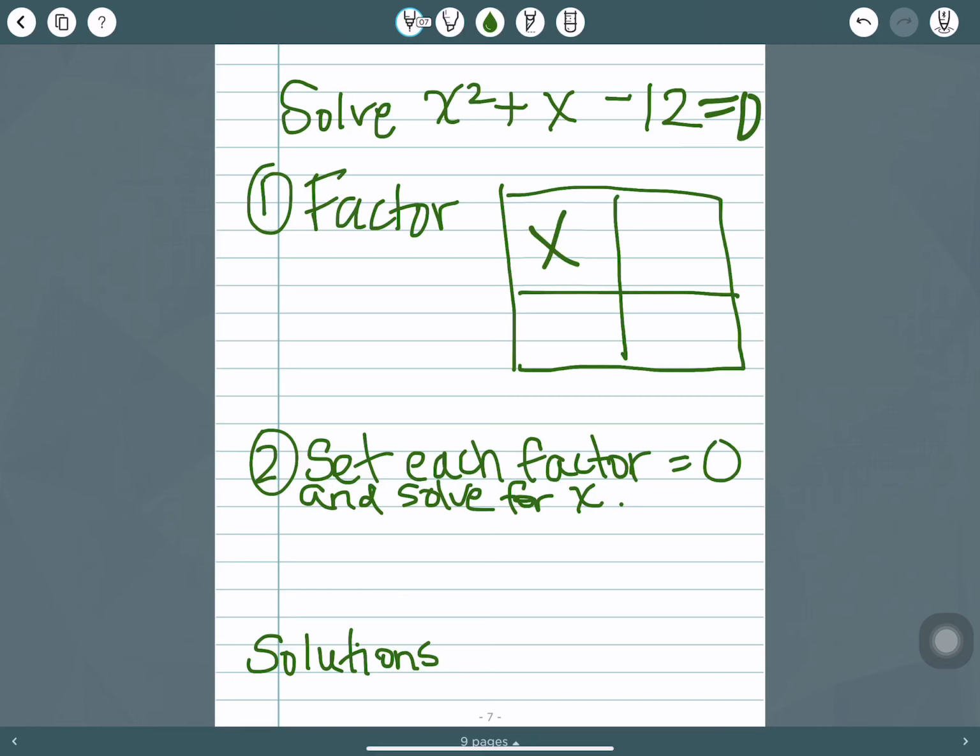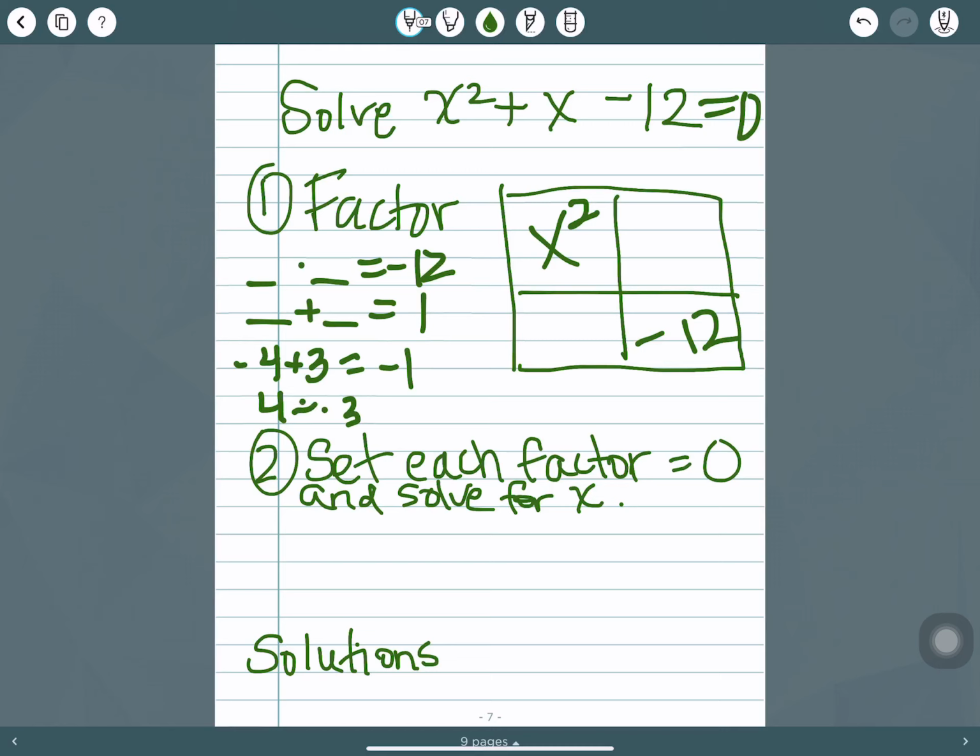So remember our strategy, x squared plus x minus 12. You have to find what times what gives you negative 12, and also adds together to give you positive 1. So I could do 2 and 6, but that's not going to give me 1. But negative 4 and 3, well, that gives me negative 1. So I know I need to do 4 plus negative 3. And that gives me positive 1.